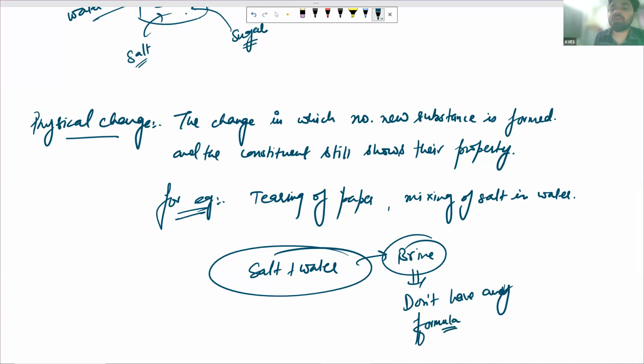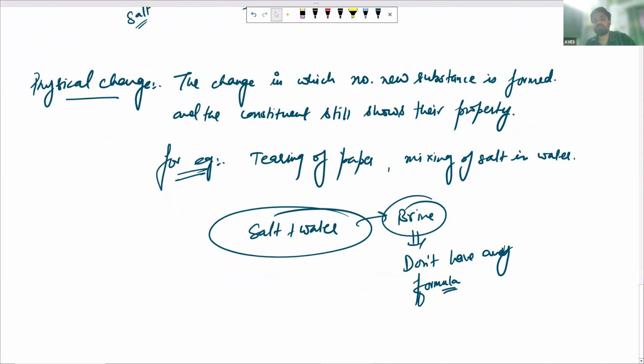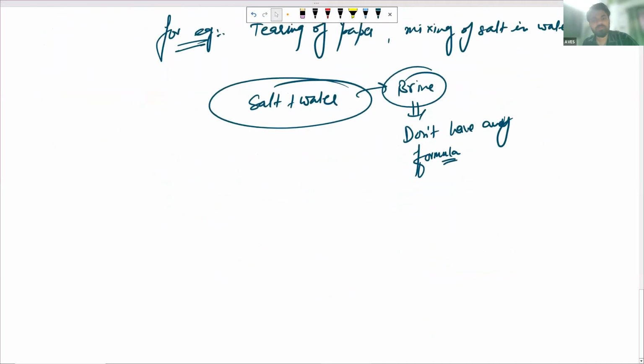So whenever a chemical change is going to form, then it is going to have some formula. Have you noted this one, everybody in the class? Yes. Yes, sir. Yes, Mariam, you understood? Yes, sir. And you, Gianna? Gianna, you there? Yes, sir. You understood? Yeah, yes, sir.